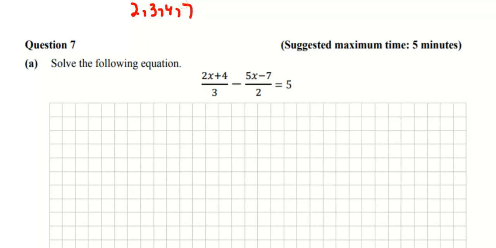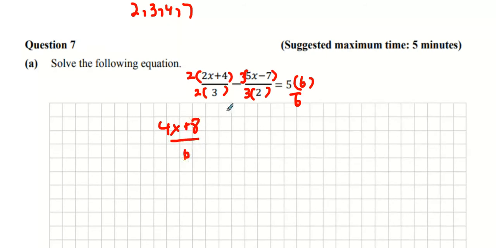And next we're on question 7. Okay guys, we need a common denominator. The common denominator we're going to use is 6. So 6 on the bottom, 6 on top for the 5. 3 on the bottom, 3 on top for the middle section, and 2 on the bottom and 2 on top. Multiply into 2 and we get 4x plus 8 all over 6. This is a minus 3, so multiply it and you get minus 15x plus 21 all over 6. And that will equal 30 over 6.